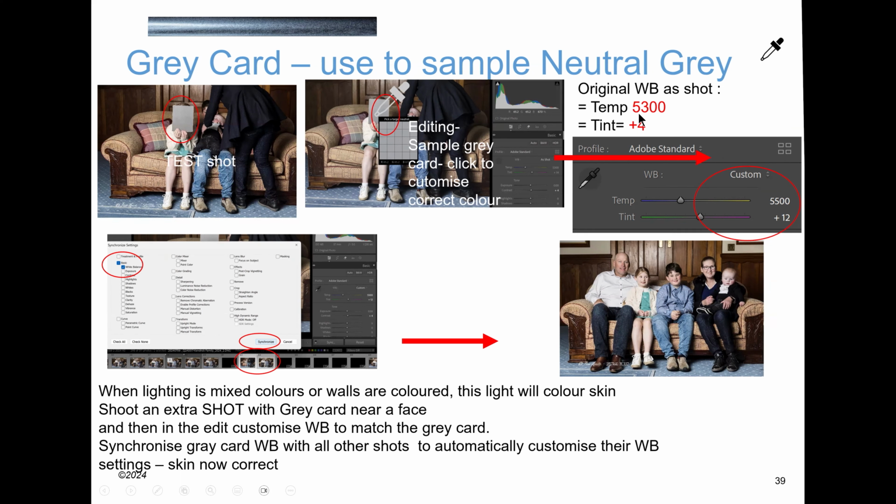So the original temperature shot was 5,300 with a tint of +4, but when I sampled it, it shifted it to 5,500 with a tint of +12. And so that then allowed me to get the correct colors in their skin, so it wasn't really yellow. And then if you do use Lightroom, you can highlight the image that you've corrected and then other images and select to synchronize based on white balance. And you can synchronize all those images to get exactly the right colored light across them all. You don't have to individually do that.